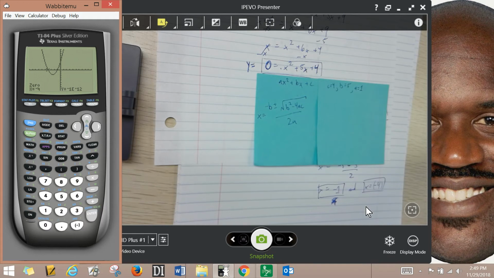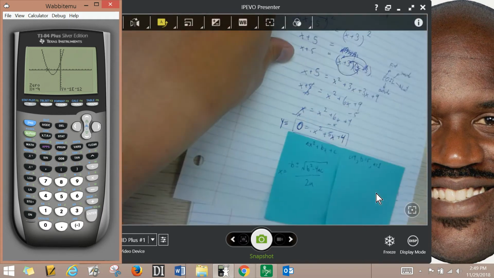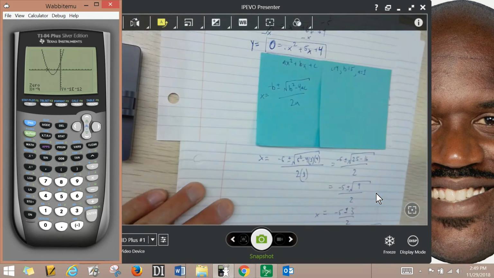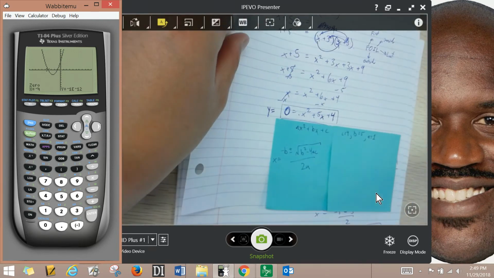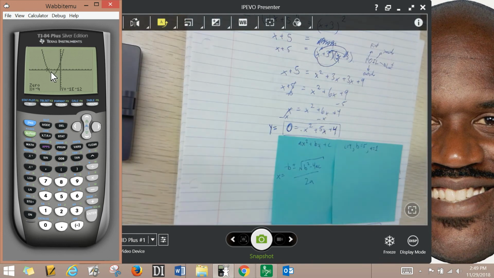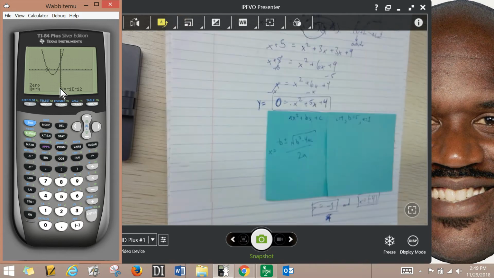That is the x-intercept. So instead of using the quadratic formula, like I did up here, if you can't memorize that and you want to do all this work, you have another option: use your graphing calculator over here to get x equals -4.